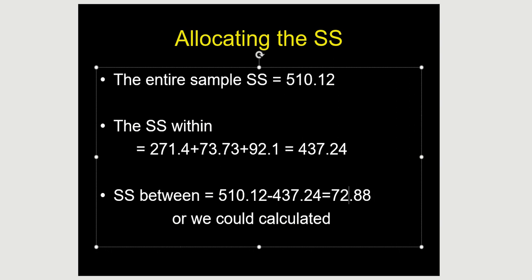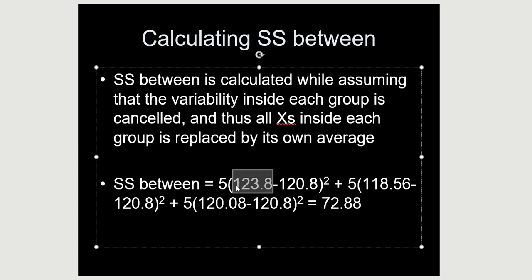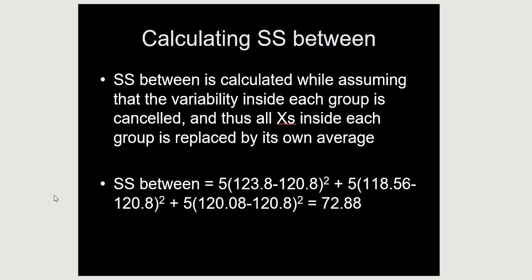We can actually calculate that 72.88, but just taking the difference is perfectly fine. If you would like to calculate it, you could do it. I've shown you how to do it. You just take the average of the first group minus the average of the averages, you square, and then you multiply by 5. Again, why 5? Because we have 5 observations inside group 1. Same thing for group 2, same thing for group 3, and sure enough, you will get the value predicted, 72.88.